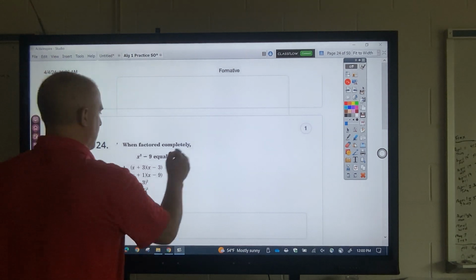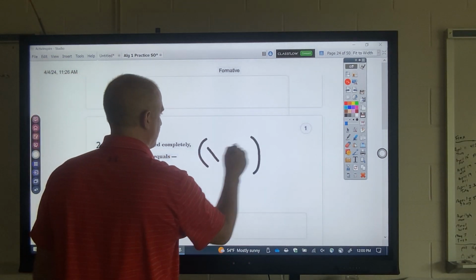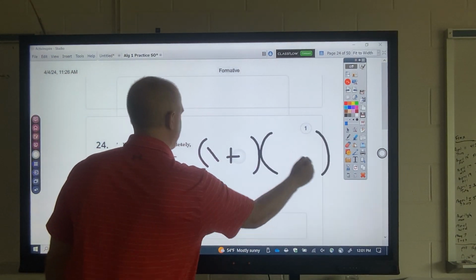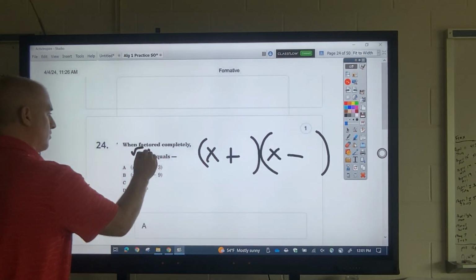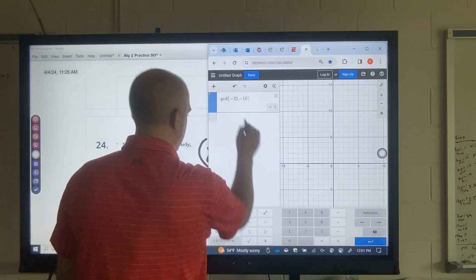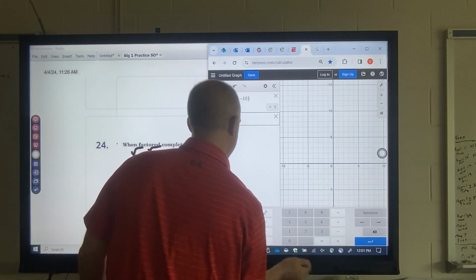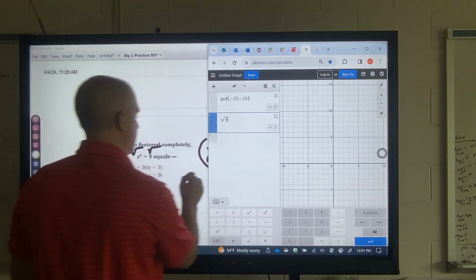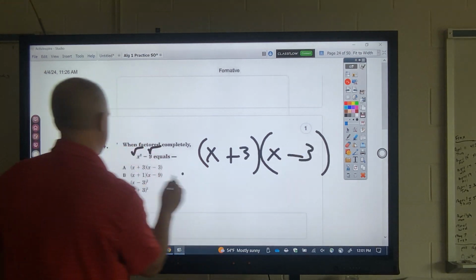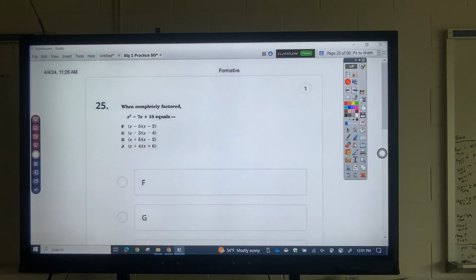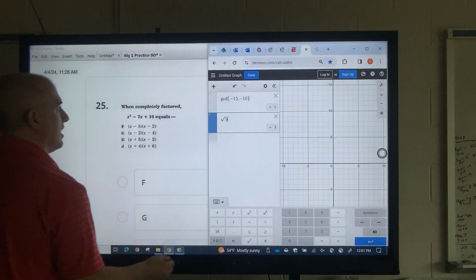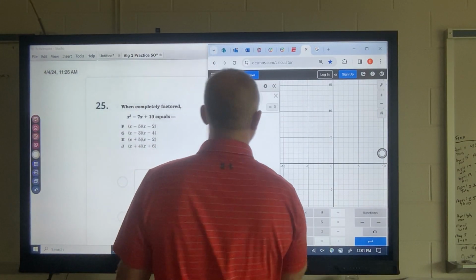What does this equal? Well, that's one of those pattern ones where I got a plus and a minus when you have no middle term. So square root of x squared is just x. Square root of 9 is 3. So 3 and 3. So that would be that one. Okay, 25. I want to check for a GCD.